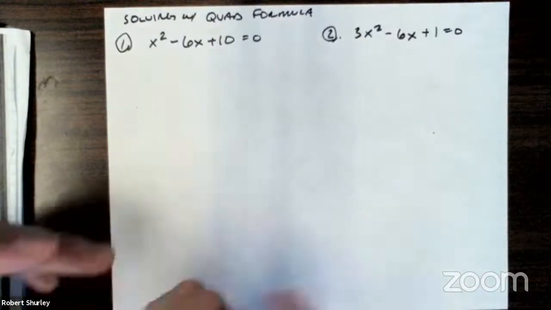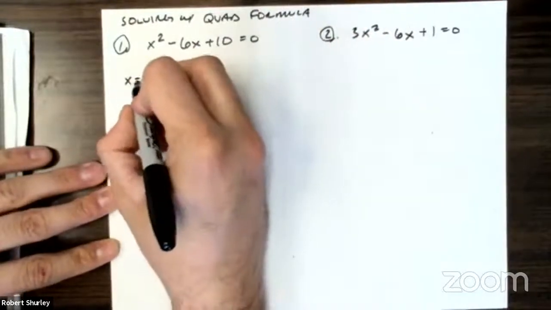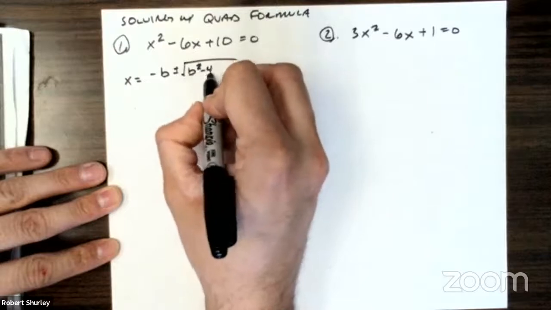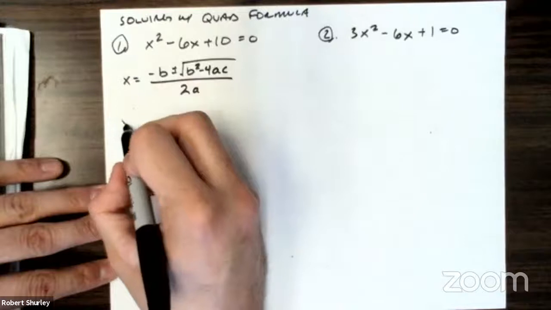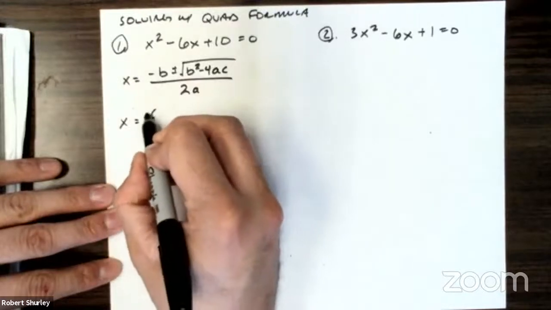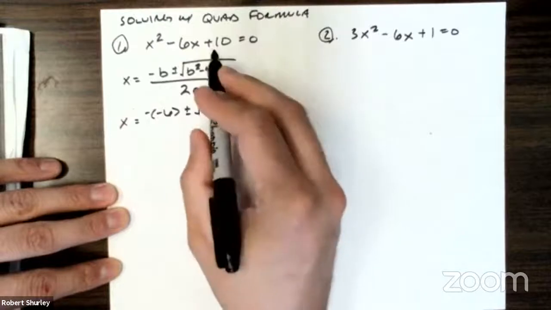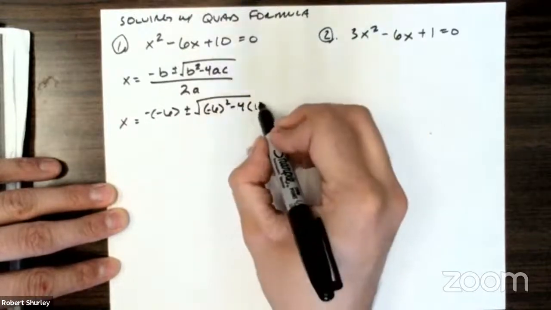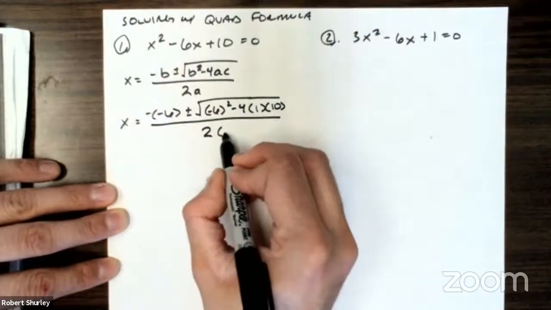Okay, let's see here. So solving with the quadratic formula. Remember, it's x equals negative b plus or minus the square root of b squared minus 4 times a times c, all over 2 times a. So we get x equals negative b, so that's going to be negative negative 6. That'll turn out to be a positive 6, right? Square root of b squared minus 4 times a times c, all over 2 times a.